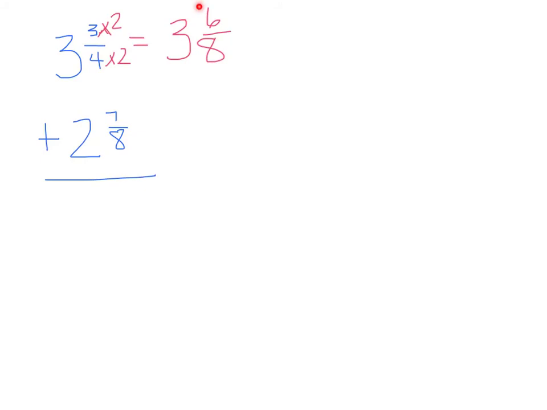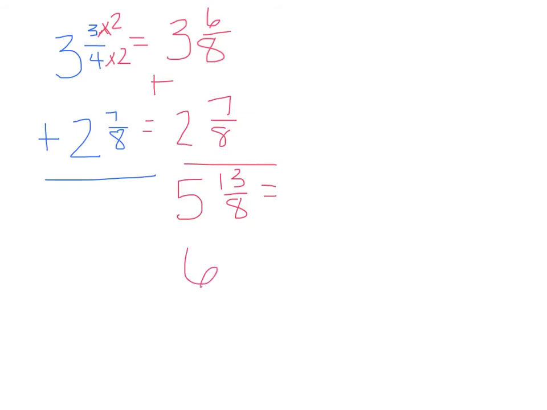Now, I don't need to do anything with 2 7/8, but I think I'm going to rewrite it just so it's right below where I'm working. So I'm just going to add the whole number parts together. 3 plus 2 is 5. 6 plus 7 is 13 eighths. And then the 13/8 part I know is equal to 1 5/8. So that'll become 6 5/8.